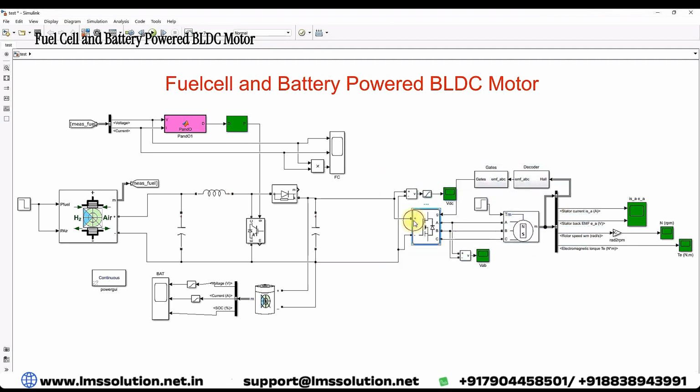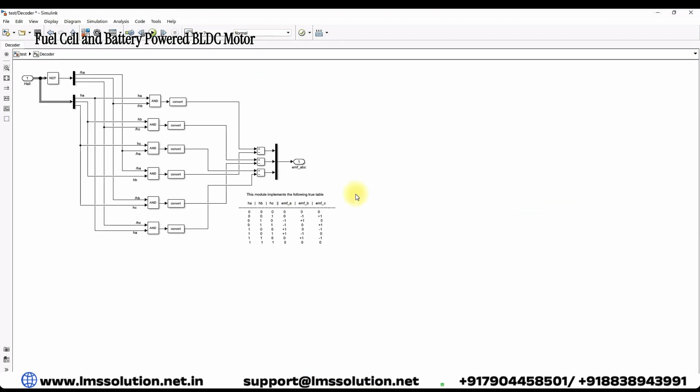This is known as a voltage source inverter, and here we are using a BLDC motor with it, that means a PMSM with the trapezoidal concept that is going to act as a BLDC motor. And then here we are measuring the Hall sensor signals, which are converted into back EMF by using this AND logic based upon this truth table, and finally we are getting the back EMF.